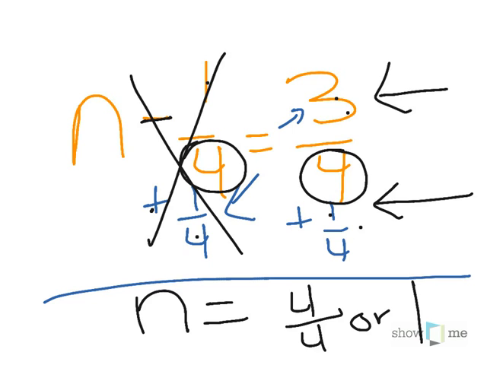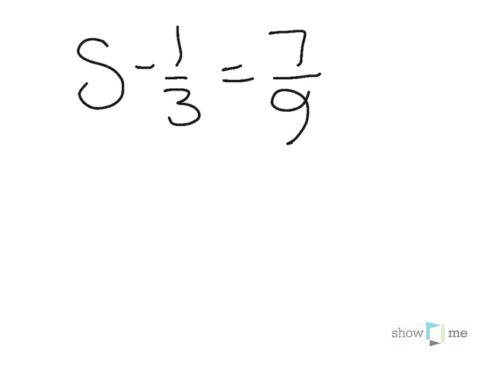Now let's try one without the same denominator. What will we do here? Our first instinct is probably just to add 1/3 to each side and move on our merry way. Well, we can't do that because the rules of fractions still apply, even when we're doing algebra. So what we have to do is find that common denominator between 3 and 9. And if we know our fractions really good, we know that our common denominator is going to be 9.